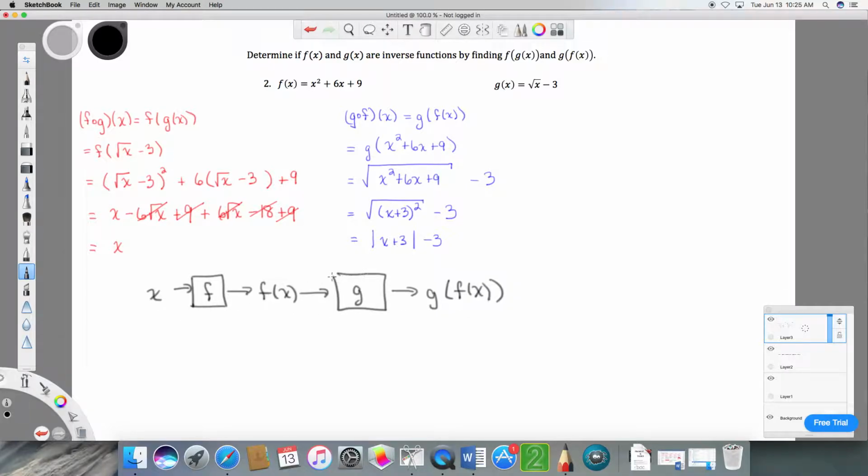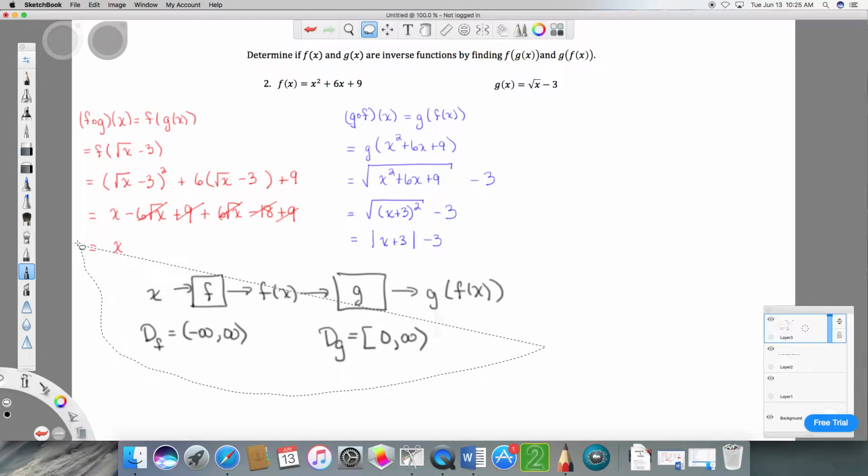So what is the domain of f? Well, since f is a quadratic function, the domain of f is all real numbers. There's no variable in a denominator. There's no square roots. For g, the square root of x, well, that has to be positive. So it's pretty easy to see that the domain of g is 0 to infinity. So we have to make sure that the output of f is always positive.